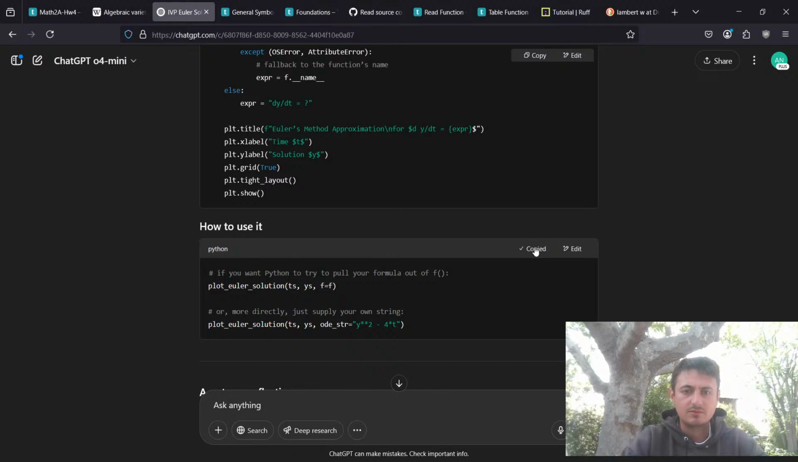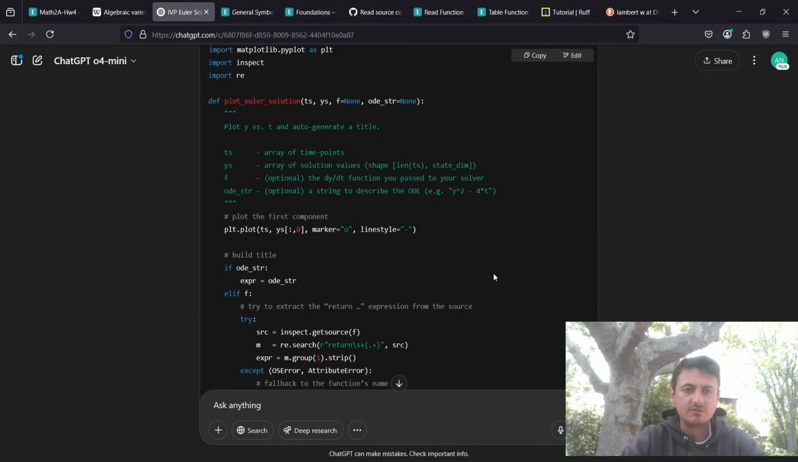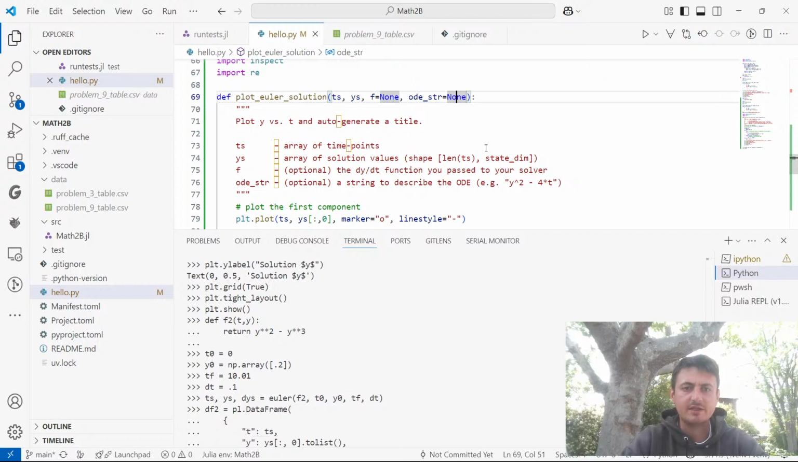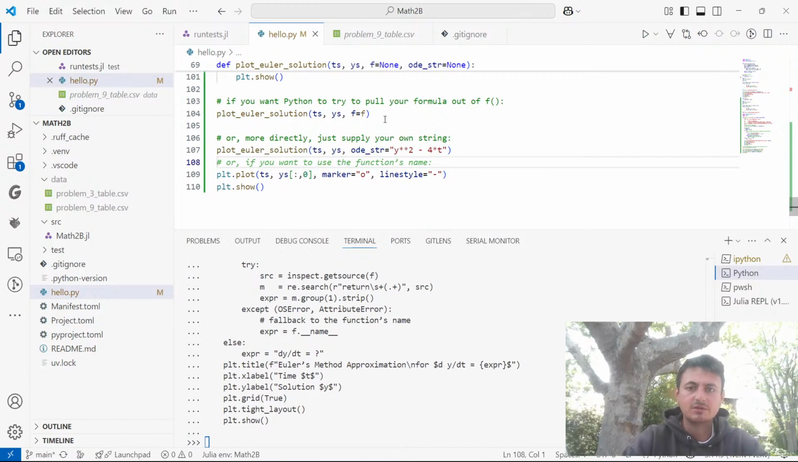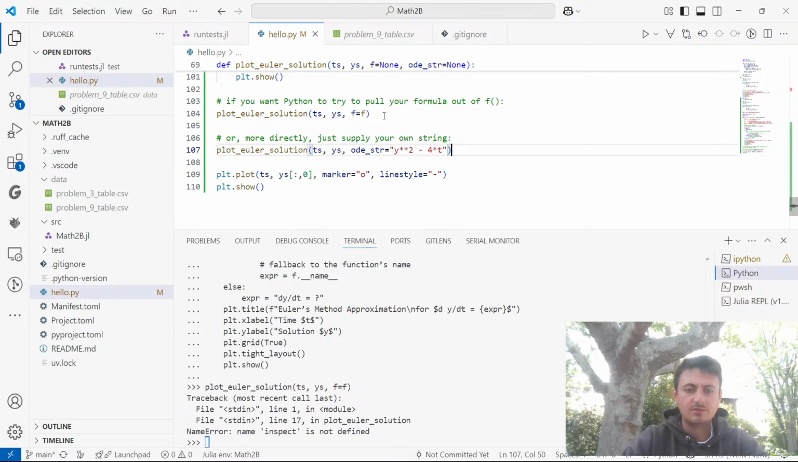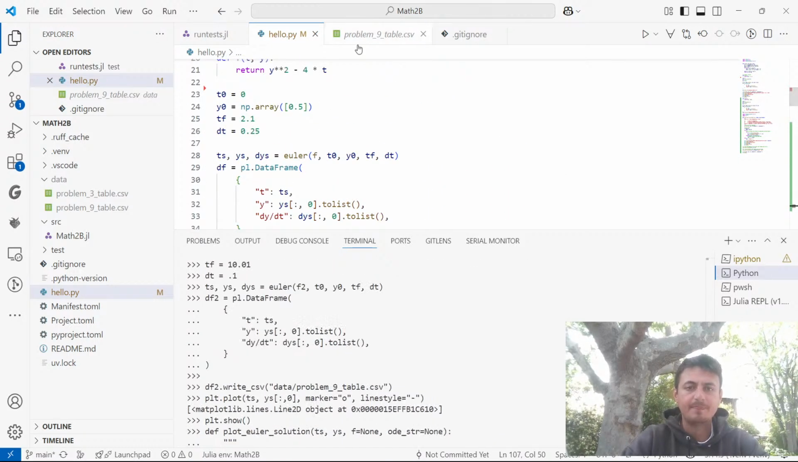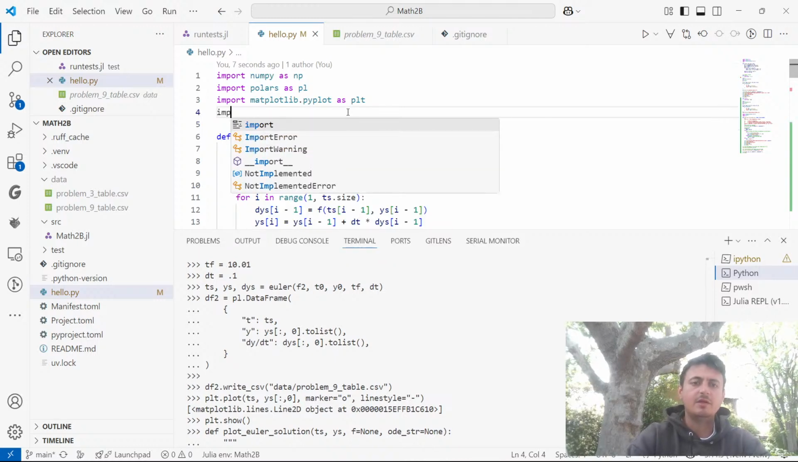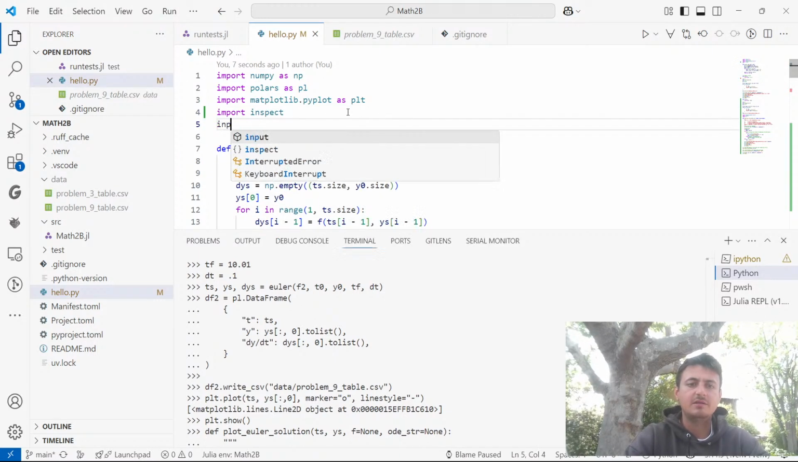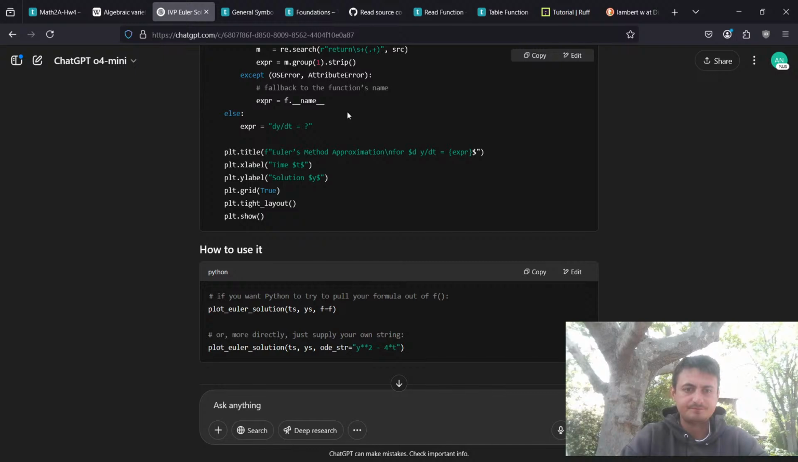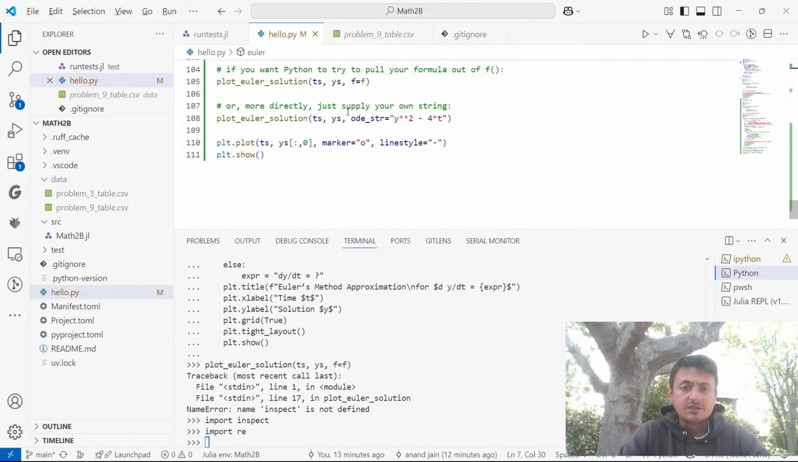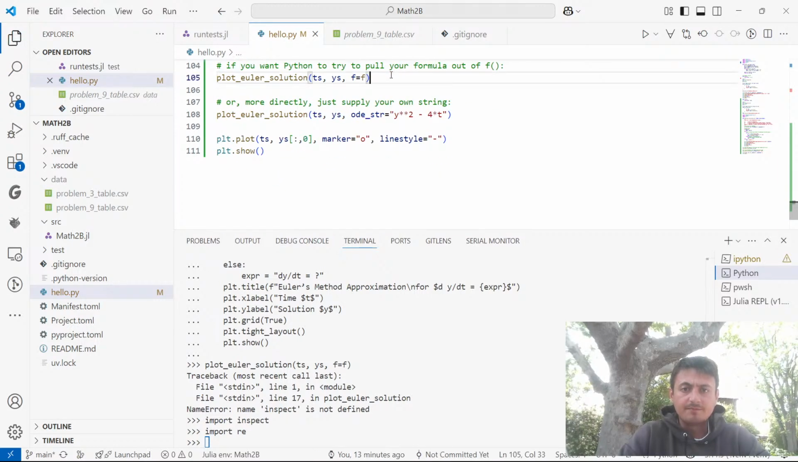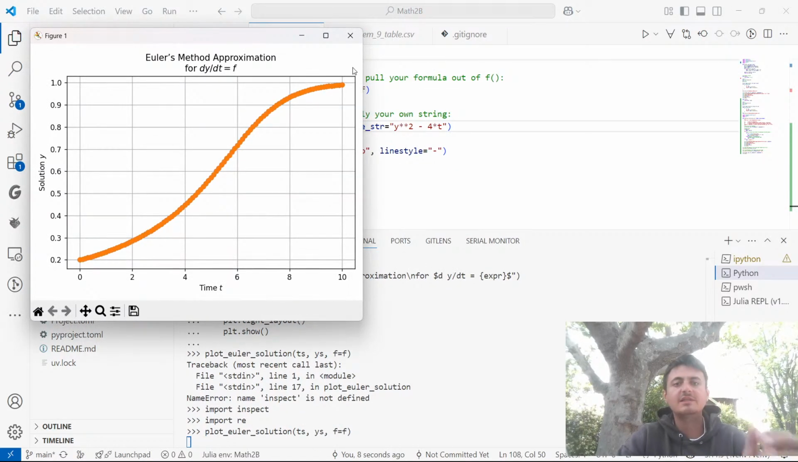You need to give it the T's and the Y's. Oh, that's fine. Yeah. All right, so let's evaluate this. Let's do this. Plot Euler solution. Inspect is not defined. Oh, yeah. We're going to need to import inspect. All right, so let's see what's going on here. Let's try to run it again. Is it going to do what I think? No, see, that's so silly.